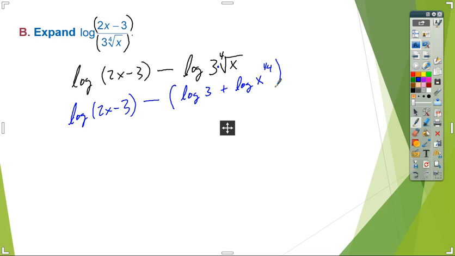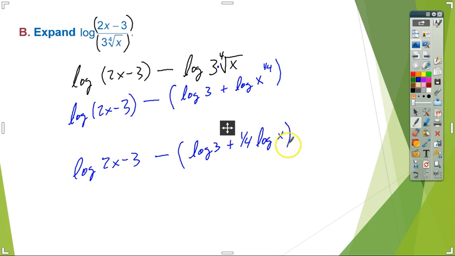But wait, I can do more. This here, yeah, still can't touch that. Log of 2x minus 3 minus quantity log of 3 plus the 1/4. Oh, yeah, that power rule, 1/4, log of x. There it is, all broken out.